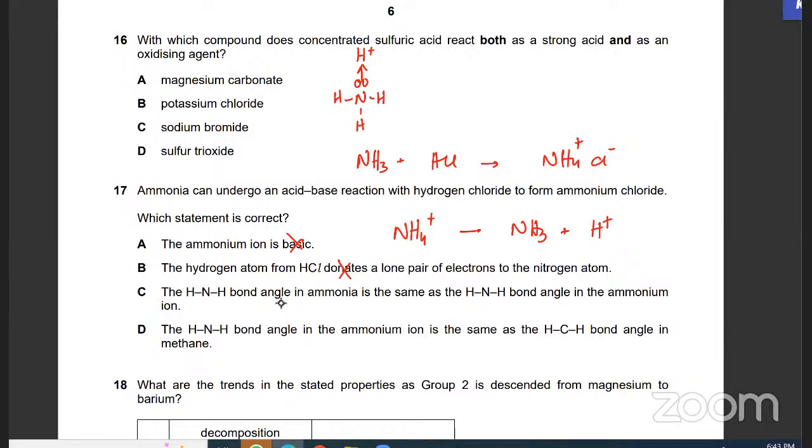What is the H-N-H bond angle in ammonia? Is the bond angle the same in ammonia and ammonium ion? No.